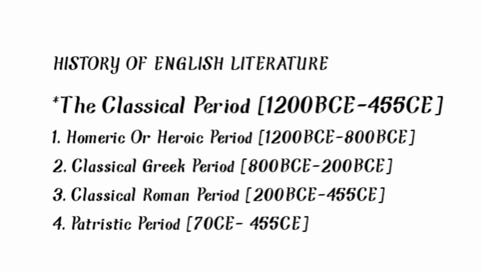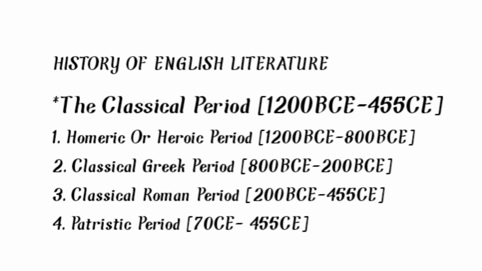Before starting the history of English literature, I'm going to discuss classical literature, which is known as the early literature. It's not a part of English literature, but we should know about that period as well, because we have often heard the names of Aristotle and Homer. These are some of the great writers who belong to this period. So, first we are going to discuss classical literature.